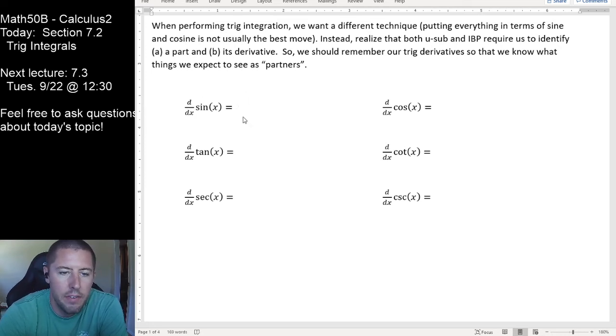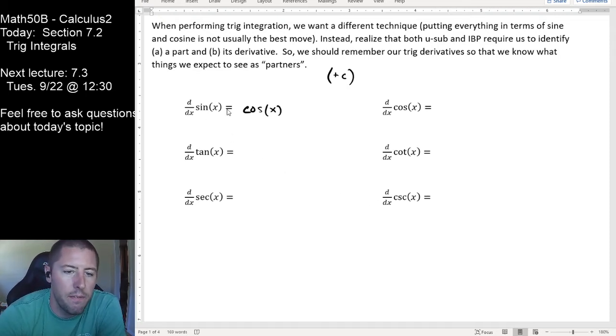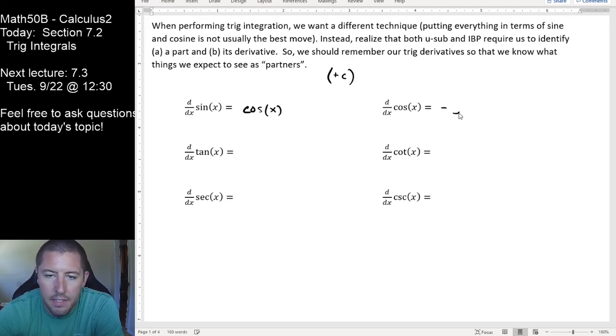All the rest of them, I just know why it's true. I know that the derivative of sine is cosine. By the way, all these are going to get a plus c. I'm not going to write it, I'm just going to write plus c at the top right there. The derivative of sine is cosine. Therefore, okay, I guess I sort of have these first two memorized right here. The derivative of cosine is going to be negative sine.